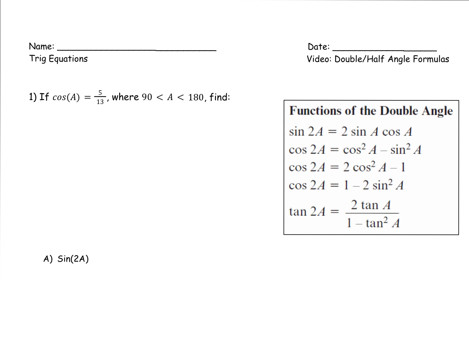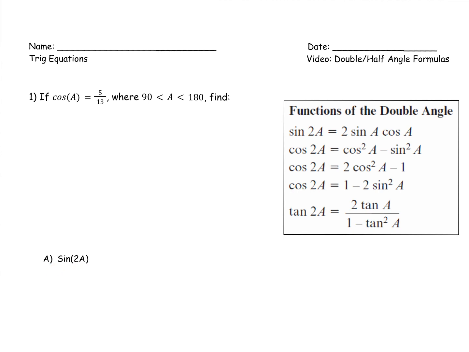Hi everyone, in today's lesson we're going to talk about double and half angle formulas. First, let's talk about double angles. So question number 1 says, if cosine of A is equal to 5 over 13, where 90 is less than A, which is less than 180, find first sine of 2A.